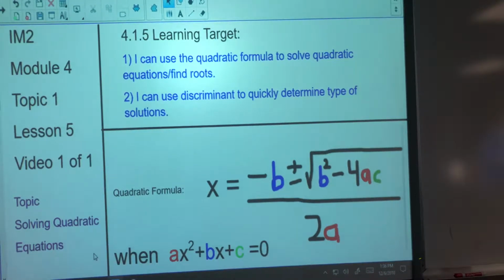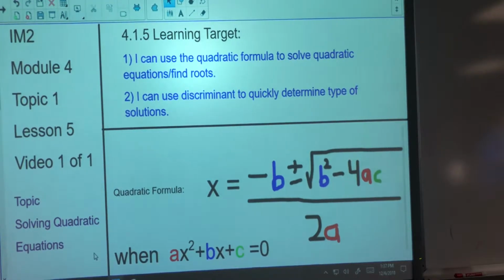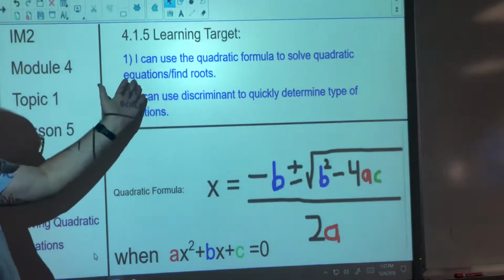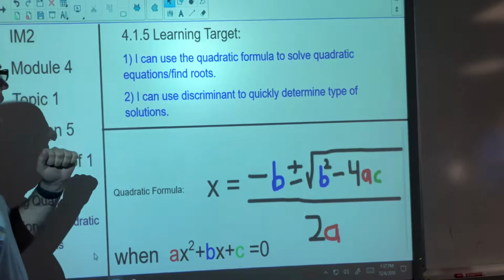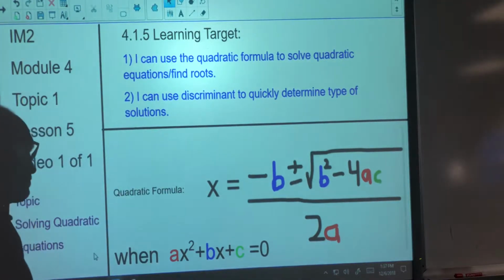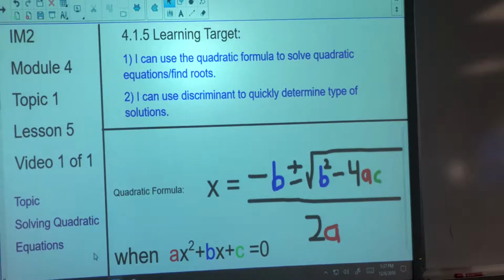These are your integrated Math 2 notes, Module 4, Topic 1, Lesson 5 notes. There's only one video for this section, and this is the last video for topic number 1. Our learning targets on this video are: 1, I can use the quadratic formula to solve quadratic equations or find the roots. And 2, I can use the discriminant to quickly determine the type of solutions for the quadratic equation.